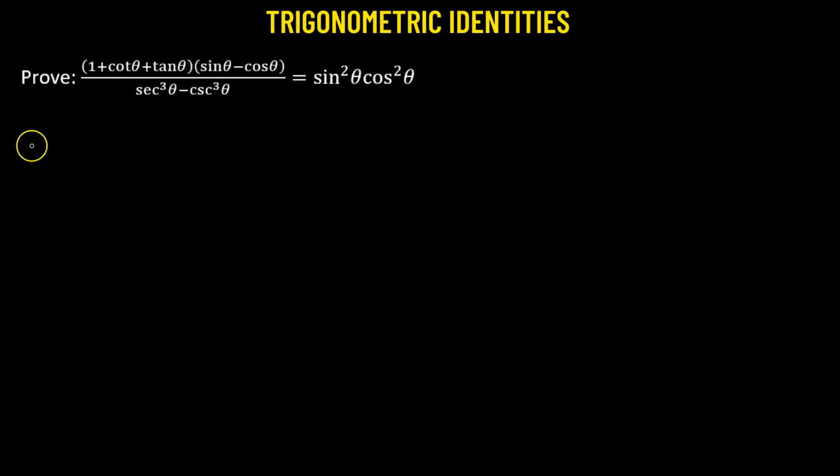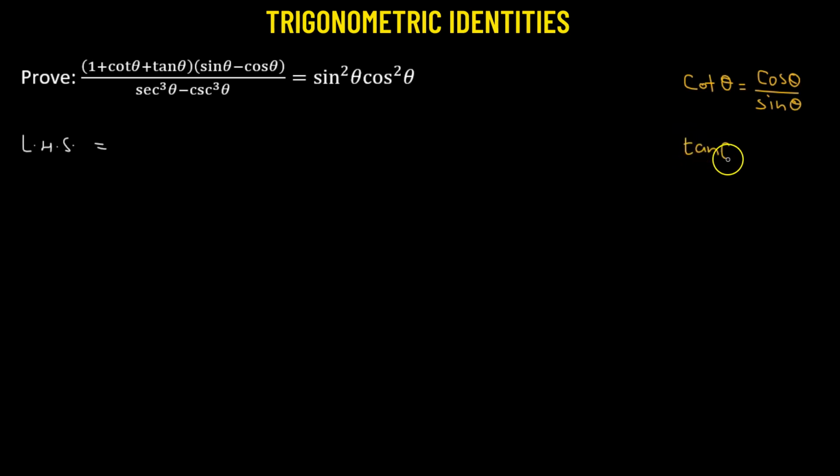We need to prove the following. We'll begin from the left-hand side. On the left-hand side, in the numerator, we have 1 plus cotangent of theta plus tangent of theta. We're going to use the fact that the cotangent of theta is the ratio of the cosine to that of the sine function. So that means cotangent of theta is cosine over sine theta.